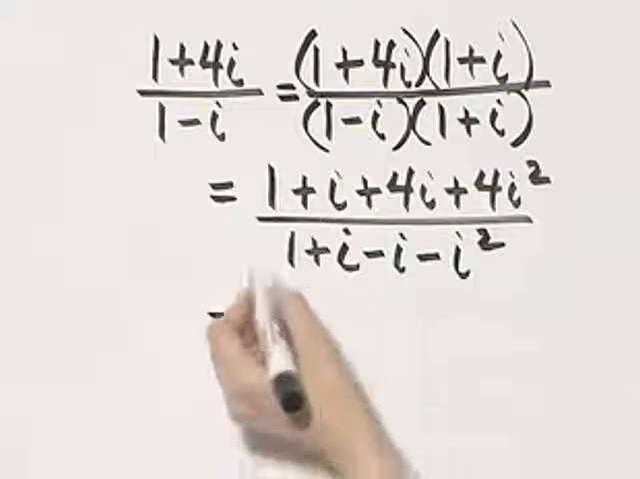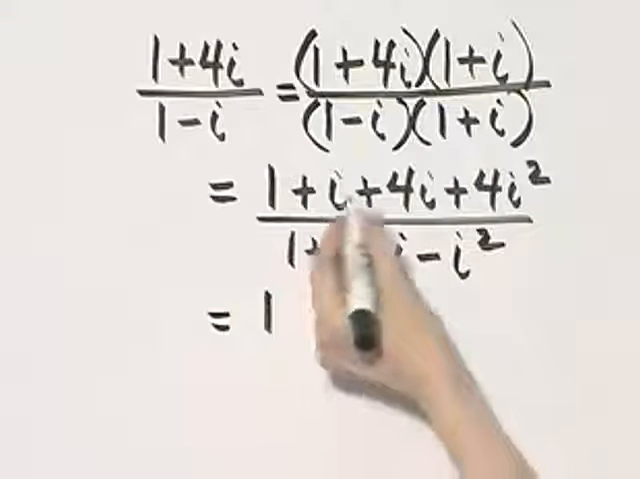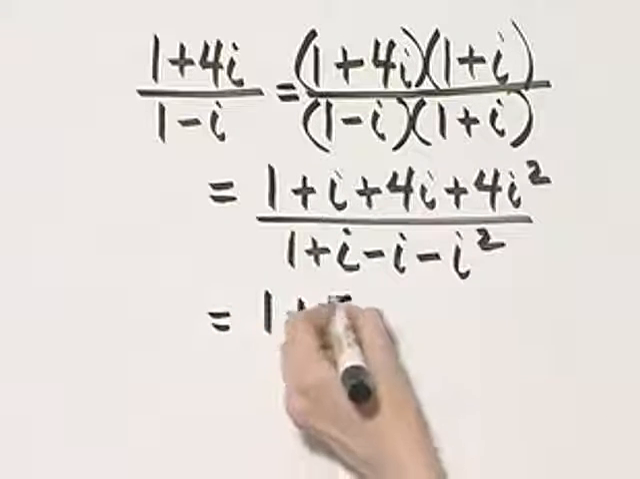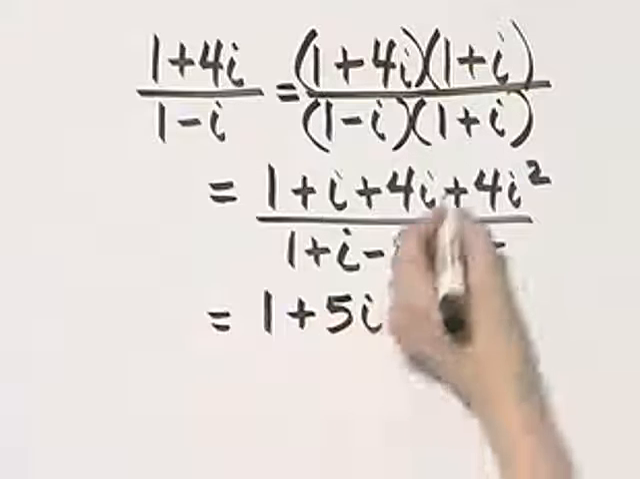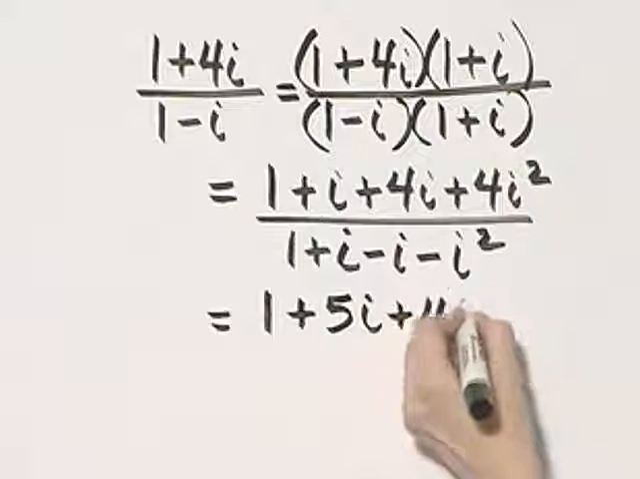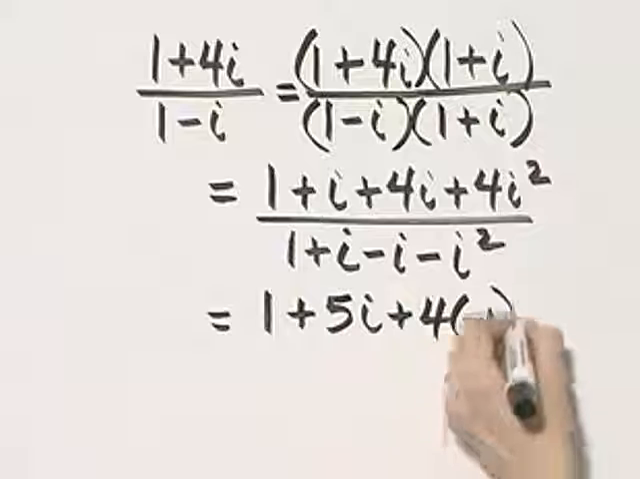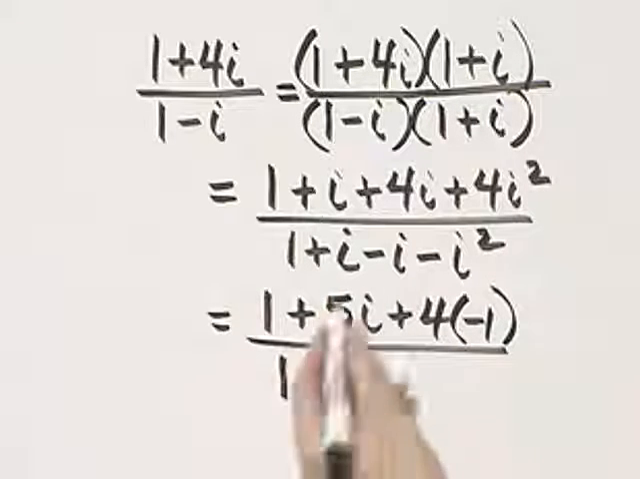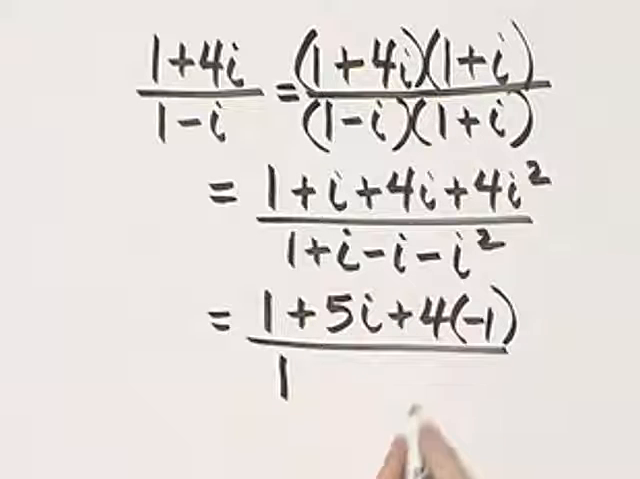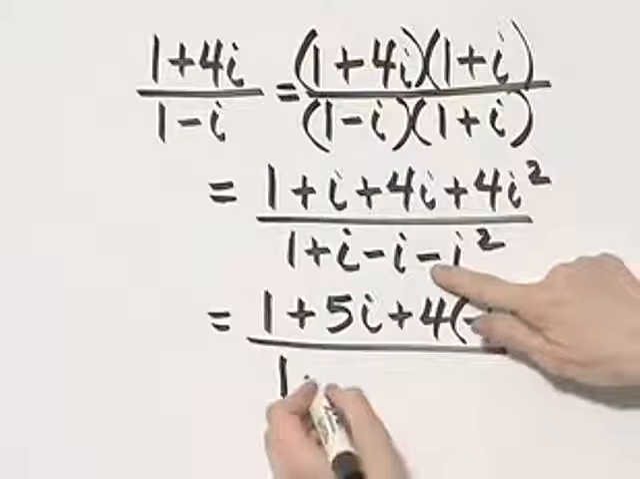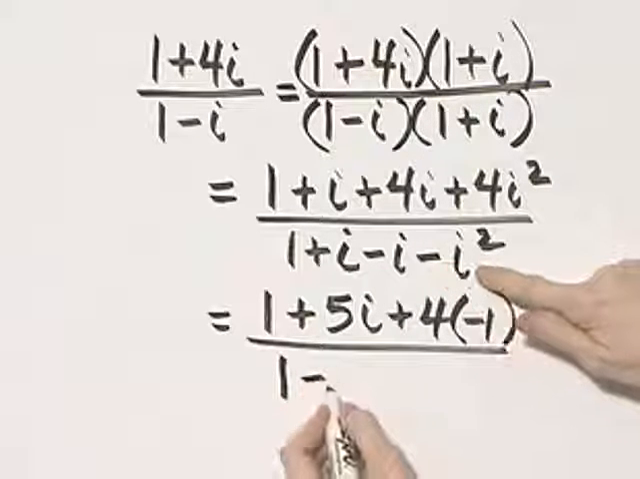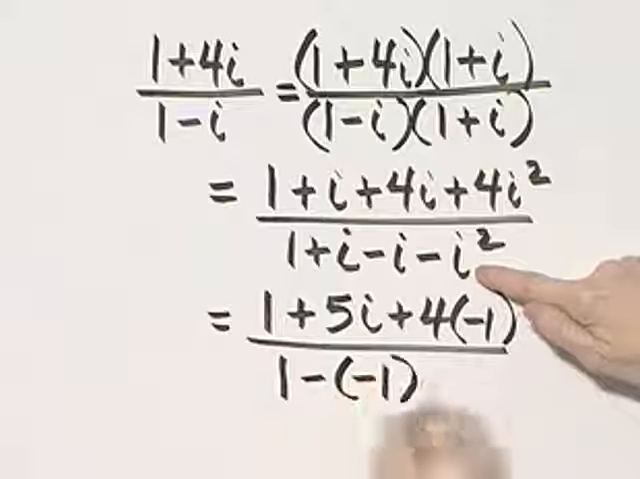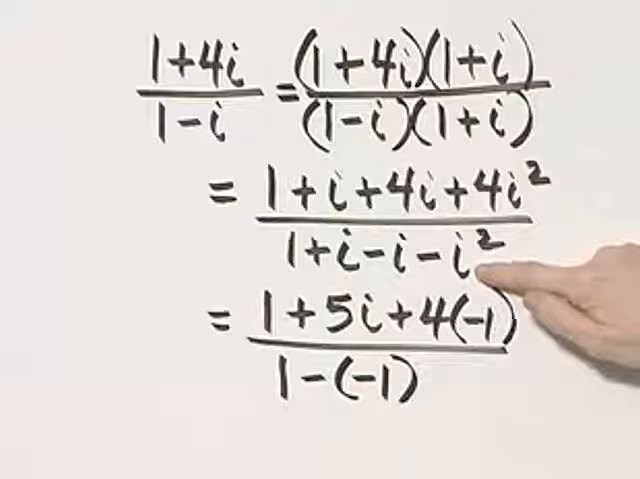Now let's simplify. I have 1. i plus 4i, that's 5i. And then plus 4i squared is negative 4. Don't forget that. In the denominator, I have 1. i minus i is 0. Again, be very careful. That's minus. And then i squared is negative 1.